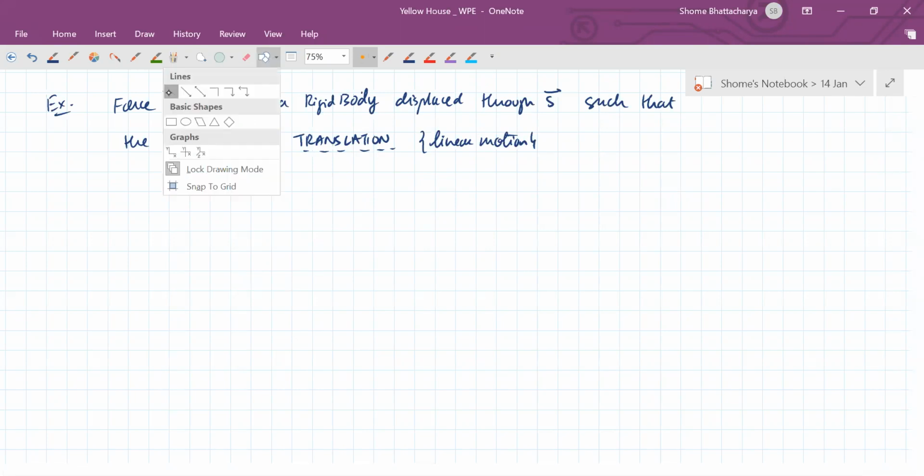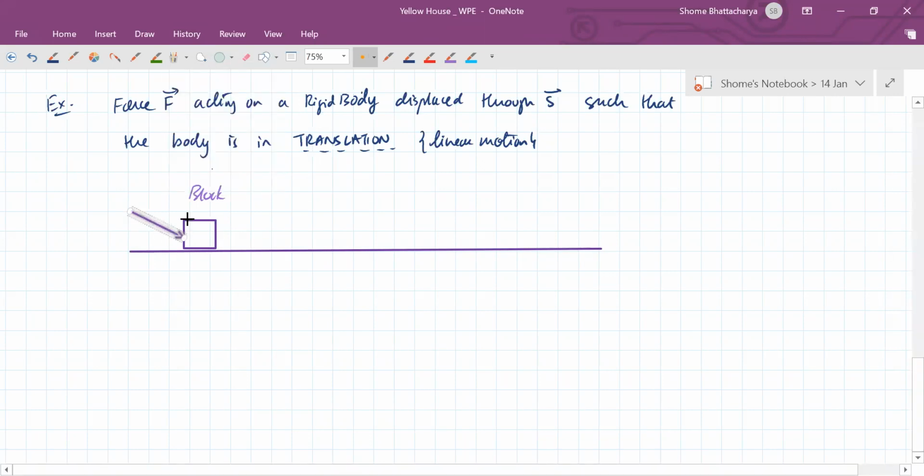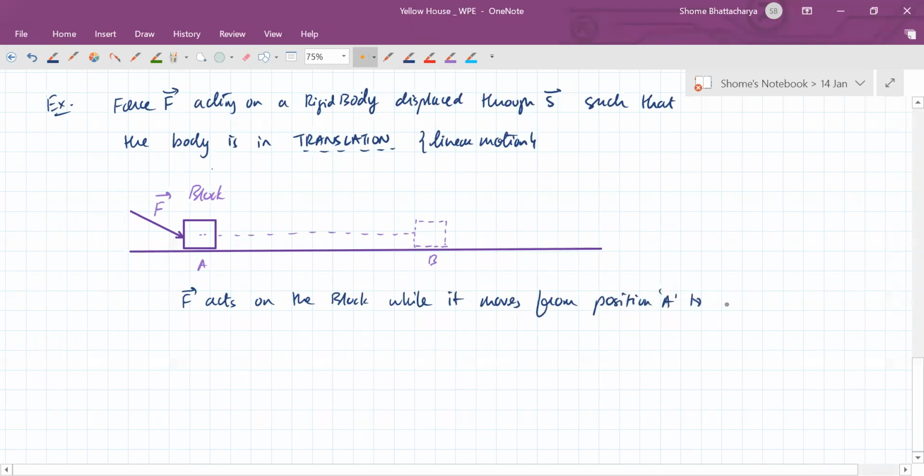So, for example, let's say we have a situation where a block is being pushed by a force like this, and under the action of the force, the block makes a displacement like this from the point A to the point B, or from the position A to B. So force F acts on the block while it moves from position A to B.